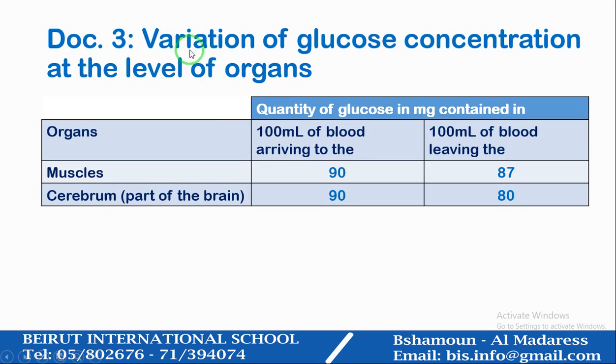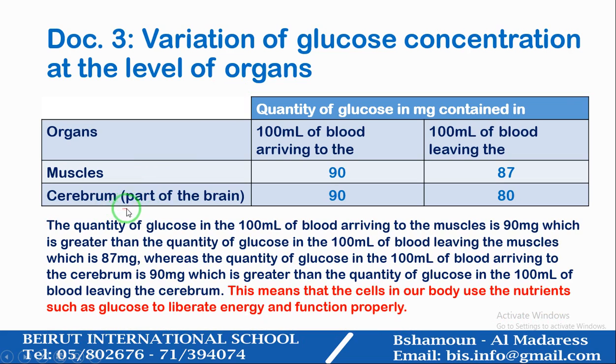Let's look at another document. Document 3, the variation of glucose concentration at the level of organs, muscles, and the cerebrum, which is part of the brain. So, the quantity of glucose in the 100 milliliters of blood arriving to the muscles is 90 milligrams, which is greater than the amount of glucose in the 100 milliliters of the blood leaving the muscles.